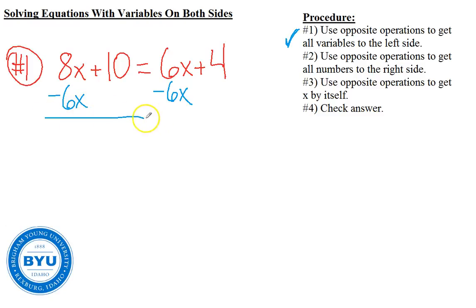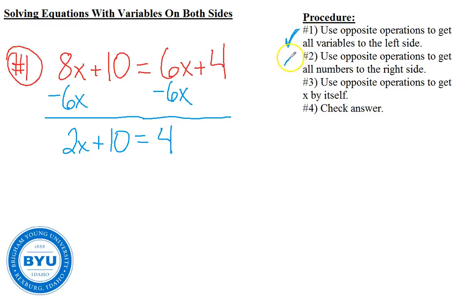Now I'm going to match them up here, and I'm going to make sure I subtract my x's with my x's. I got 8x minus 6x. That's going to leave me with 2x. Notice I've also got this plus 10. Nothing happened with it. And then here we have 6x minus 6x. Those x's are gone. Yes, I moved them to the left. And I'm just left with this 4. Good. That's procedure number one.